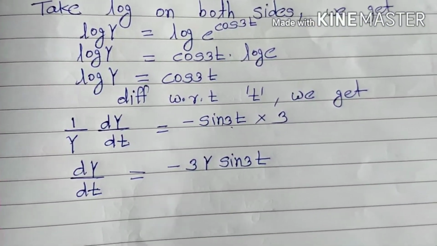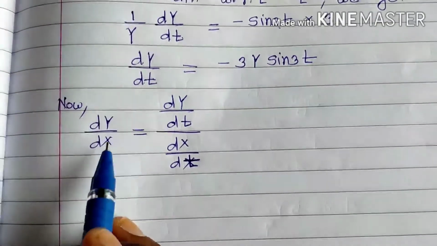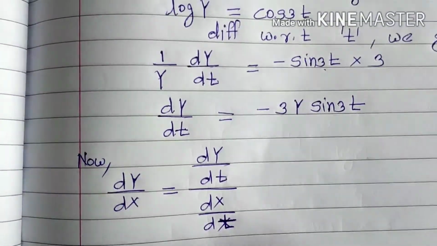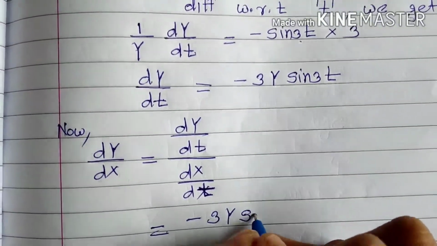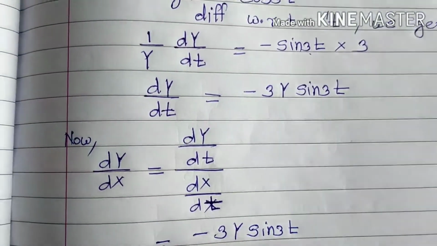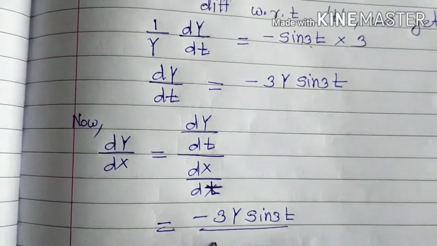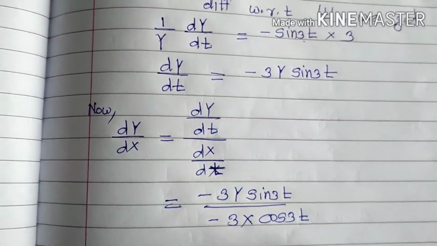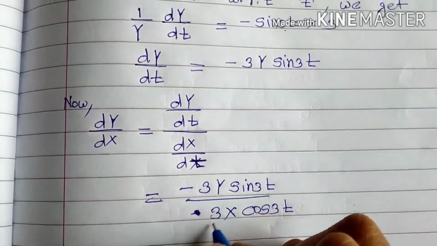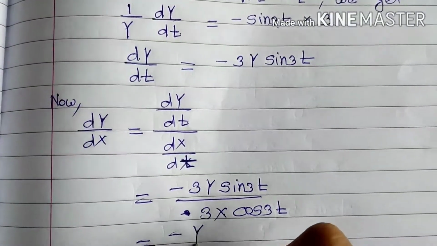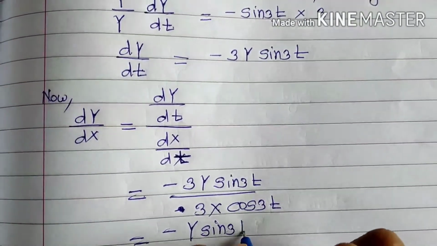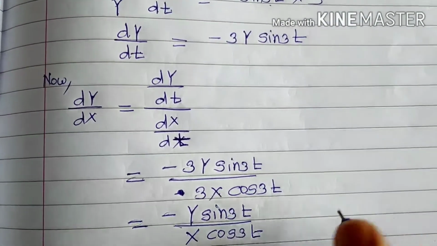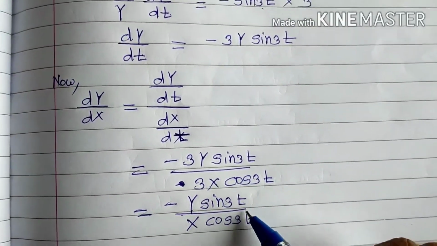Now use our theorem. We get dy upon dx is equal to dy upon dt upon dx upon dt. Put the values. Dy upon dt is minus 3y sin 3t and dx upon dt is minus 3x cos 3t. Now here, 3 gets cancelled and the minus too, so only remaining y sin 3t upon x cos 3t. But this is not our answer, so you can check it.